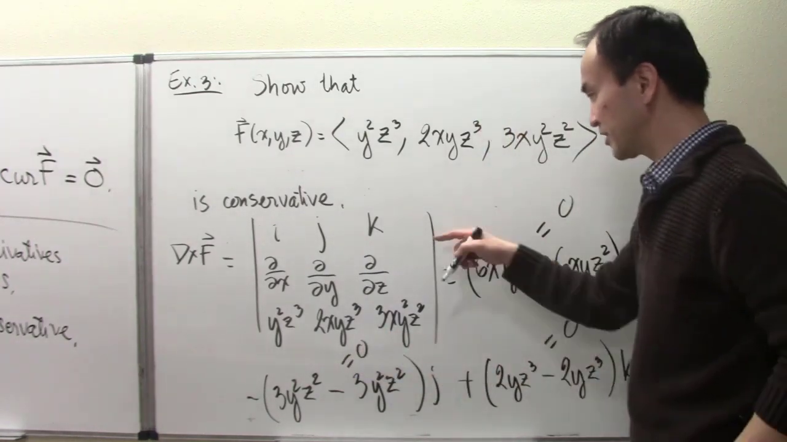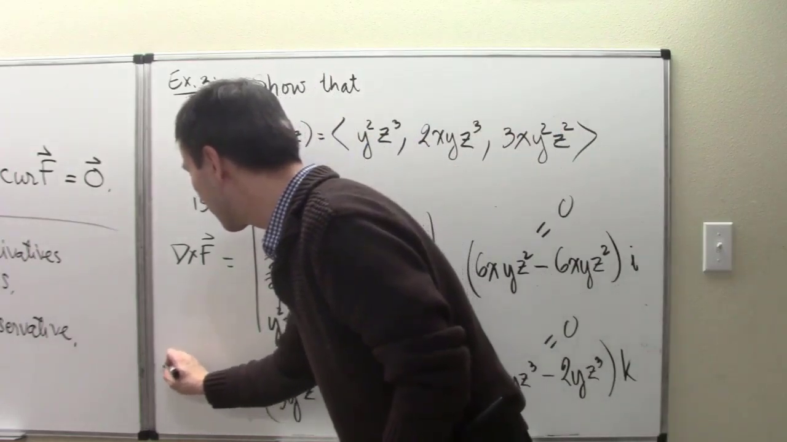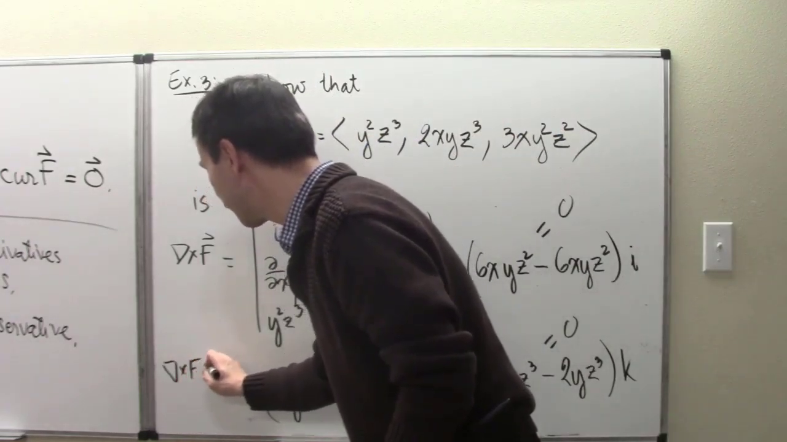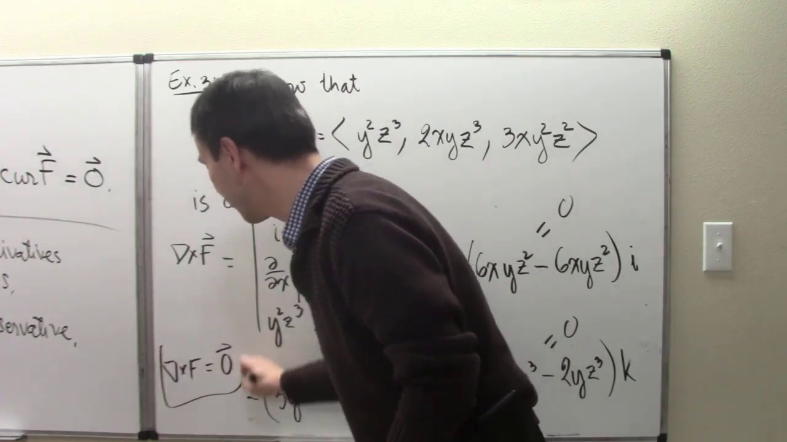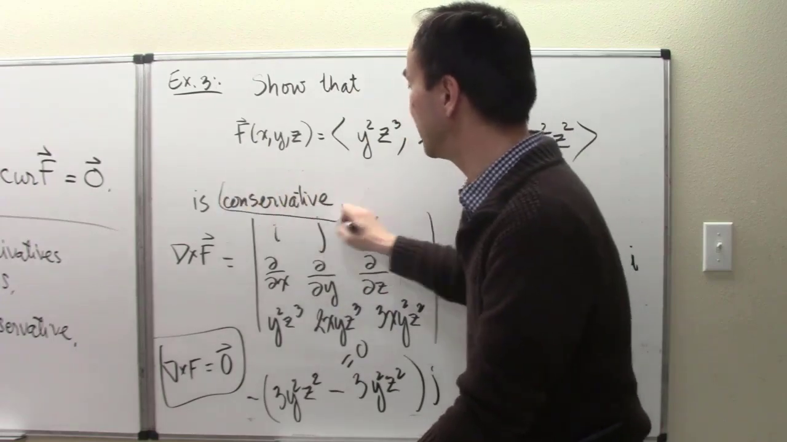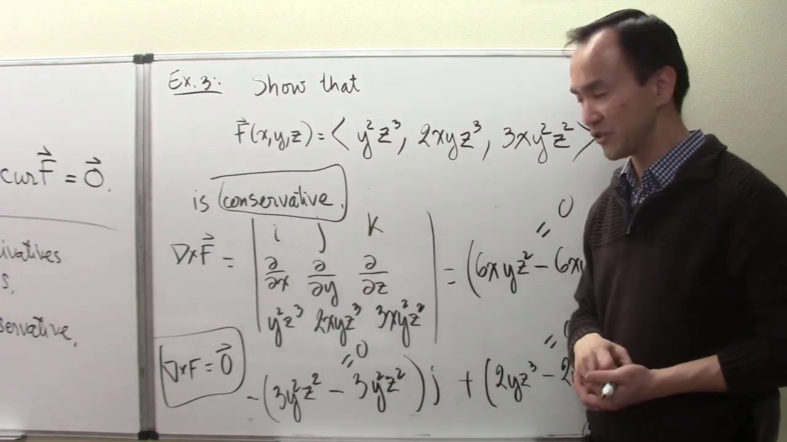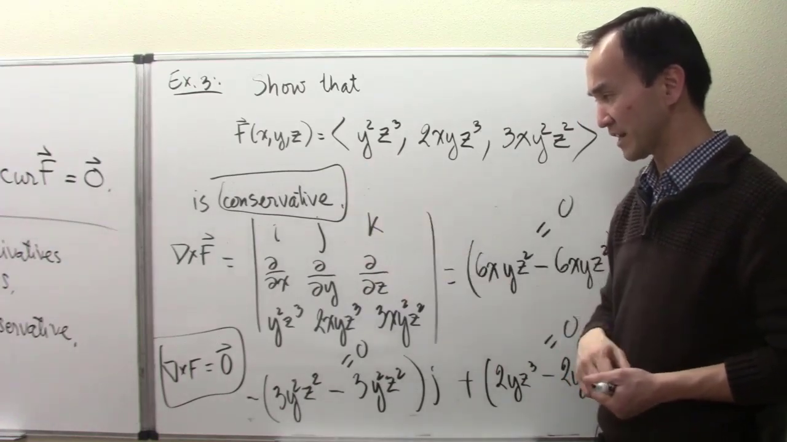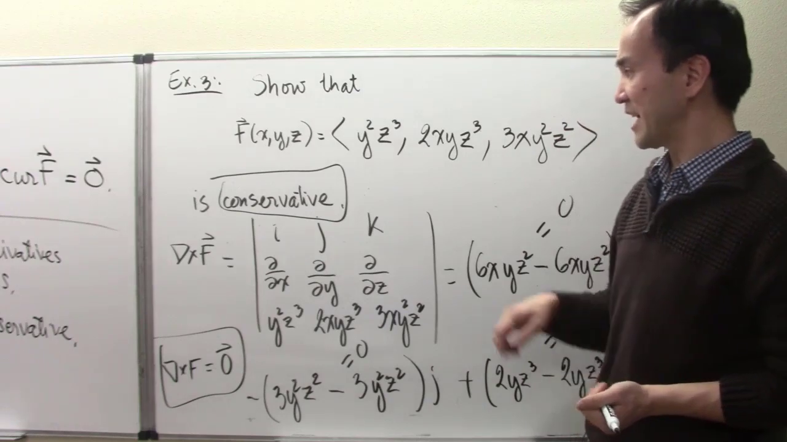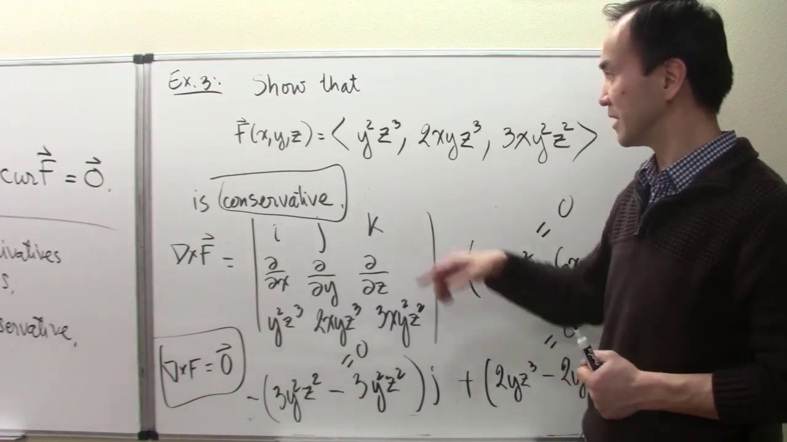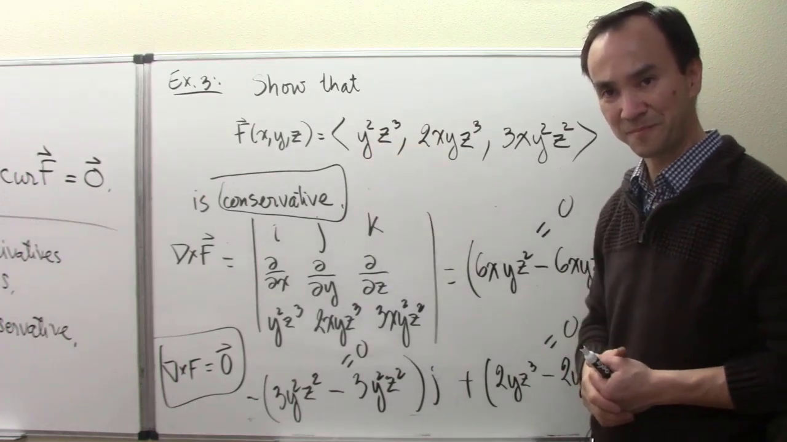So now it turns out the curl of F does turn out to be the 0 vector, and that is enough to say that our vector field here is conservative. And I apologize that the board space is so short, so I have to write that in an informal way right there. All right, so that's how we're proving that this vector field is conservative.